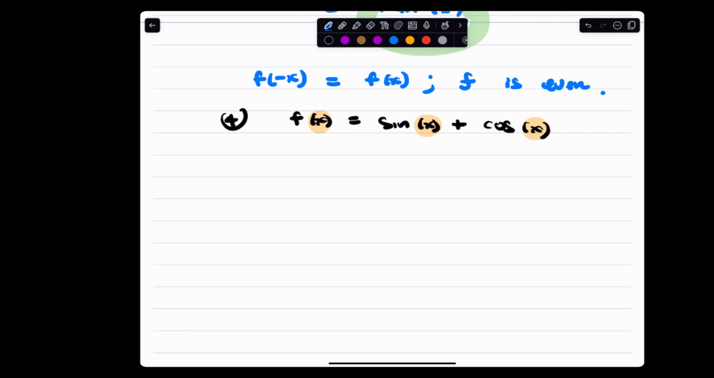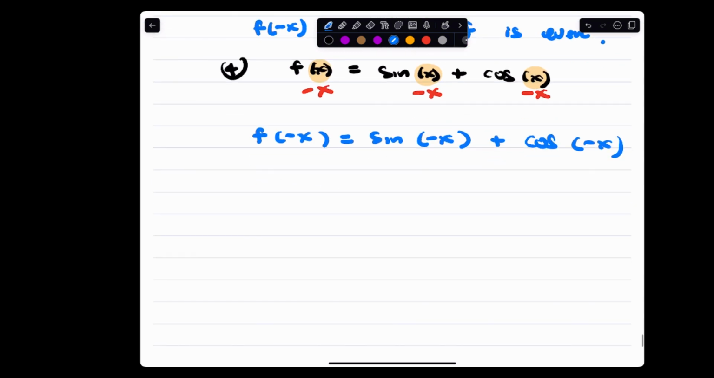Okay, what do you replace your x with? Negative x. Okay. So now you have what? f of negative x is sine negative x plus cosine negative x. Is that true?